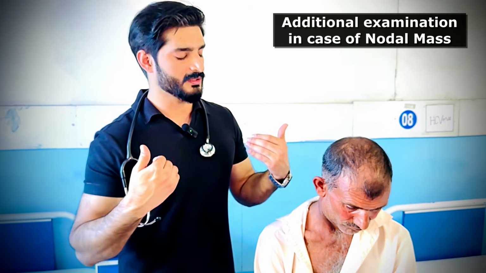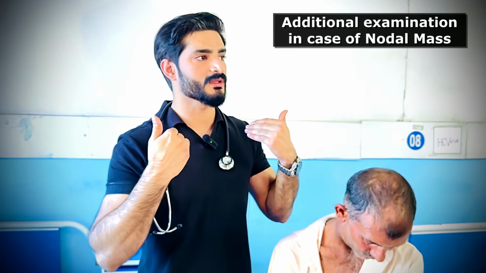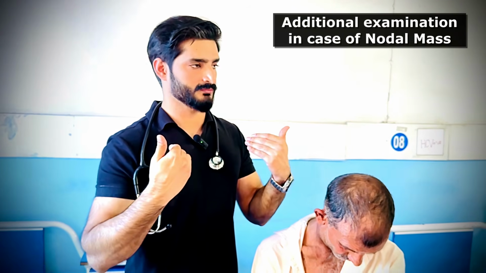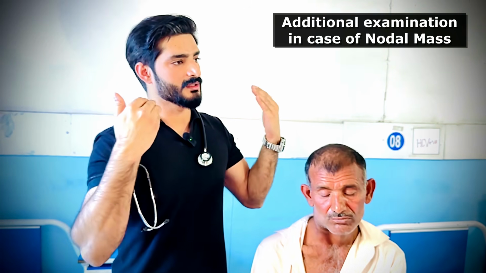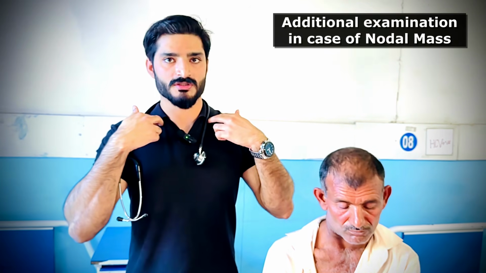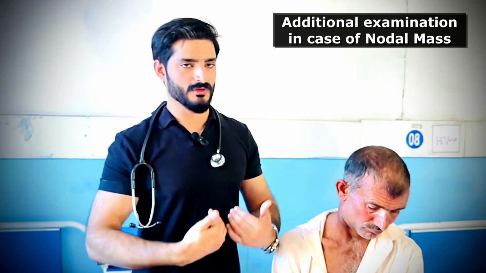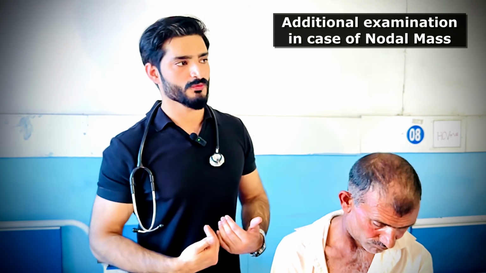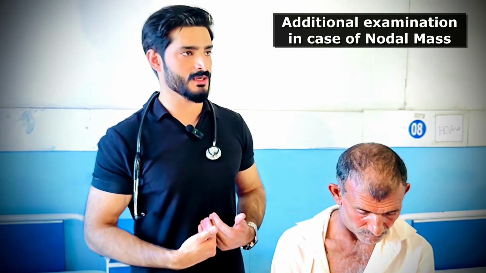If the level 1, 2, 3 lymph nodes are involved, or posterior cervical lymph nodes are involved, then the primary is in the head and neck region. If the supraclavicular lymph nodes are involved, then the primary can be below the clavicles. What are the primary sites below the clavicles? Breast cancer, lung cancer, esophagus and stomach cancer.